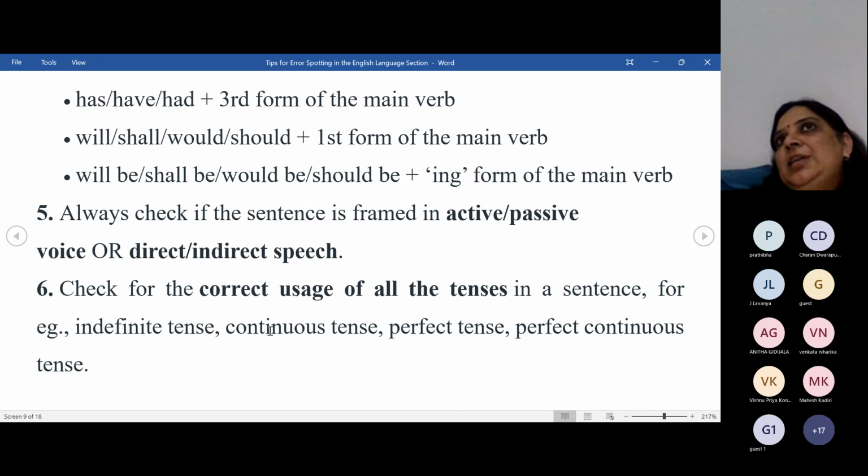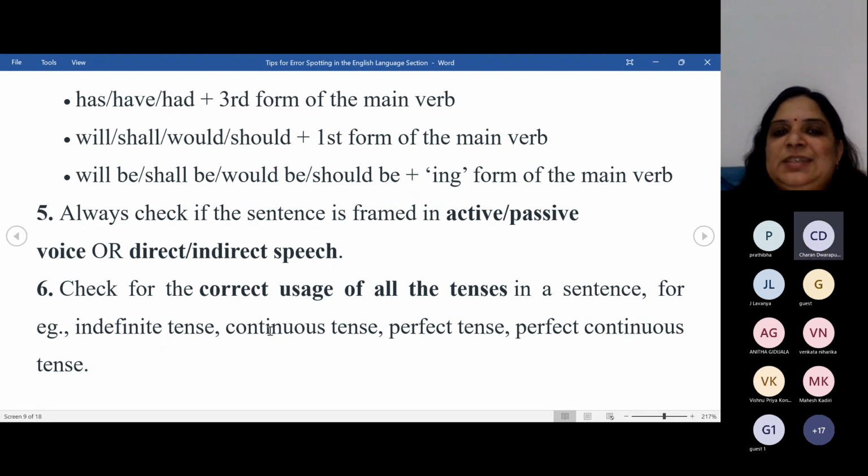For example, I shall be wearing my red sari for the party. Or what would you be wearing for your investiture ceremony or your farewell party? So when you're asking a question also, you're using ing, right? He will be singing his favorite song for all of us, something like that. Should you be worrying about your results? So whenever I'm asking a question also, it is ing I'm putting. Remember, will be, shall be, would be, should be will always have the ing form of the word.